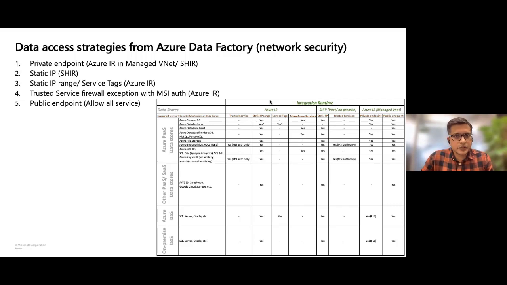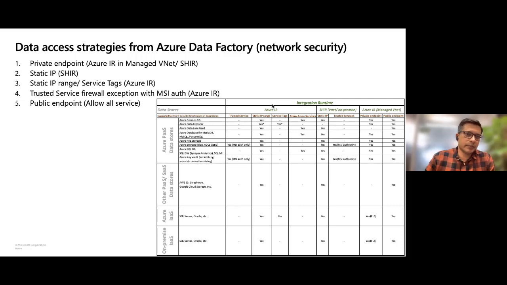Then the fourth option is trusted service firewall exception, which is applicable for storage and for Key Vault, and can be used when you're using MSI Auth with Azure IR. So that's also one way, and it's in different order. I would say the first is the most secure, the second a little less, and so on. So that's the order of this.